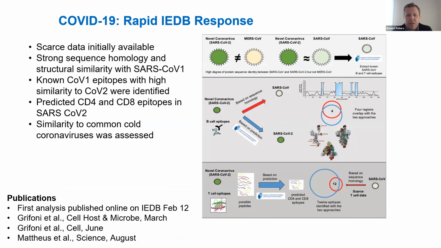So when this came out, we started, as we have for other pathogens, to do a quick analysis of the data that is in the IEDB, and there wasn't any for COVID-19, but there was data on SARS-CoV-1. So we identified known epitopes, looked for homology, mapped them to SARS-CoV-2, predicted epitopes for CD4 and CD8, and assessed similarity to other coronaviruses. That was then made available online, on the IEDB webpage and bioRxiv, and led to a series of publications where we then followed up on this kind of data, including experimental studies in Alessandro Sette's lab.